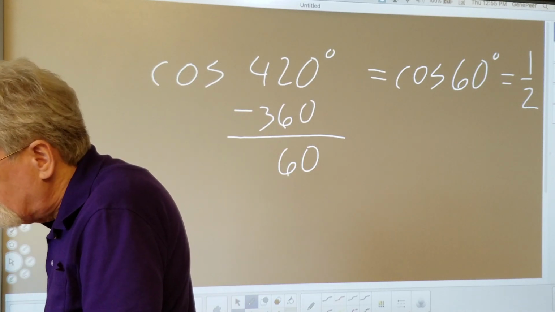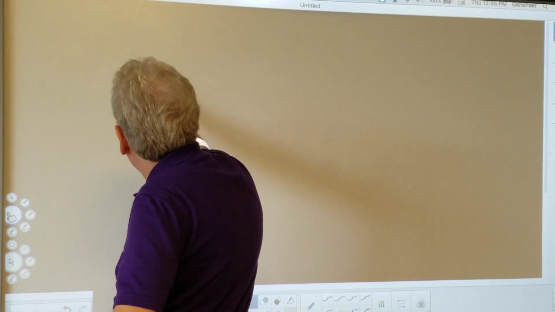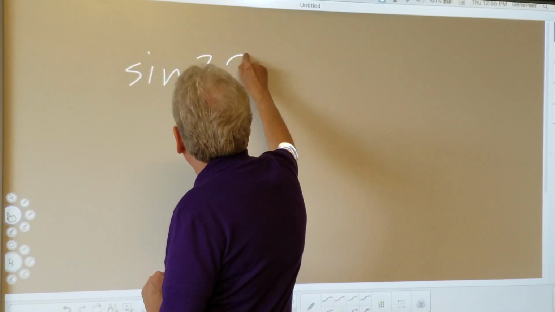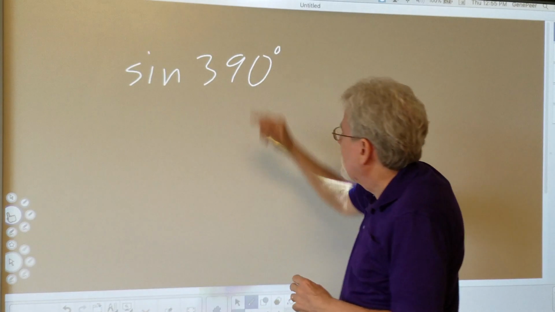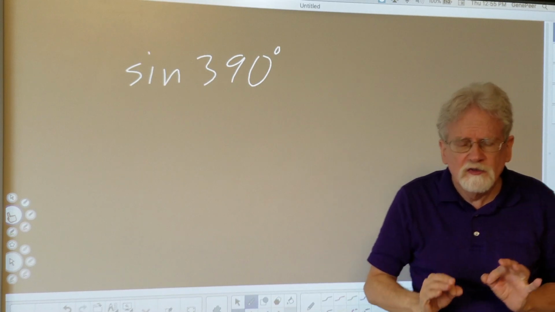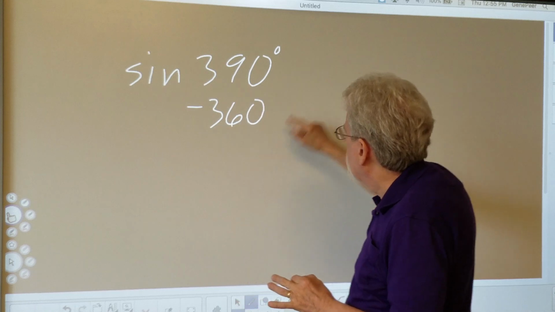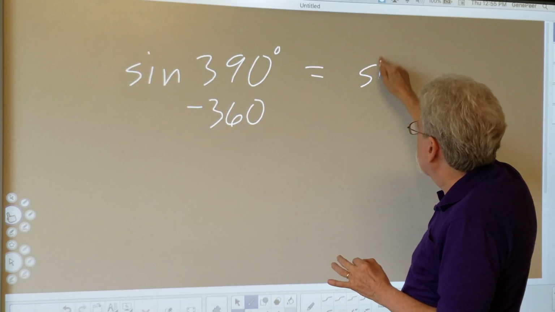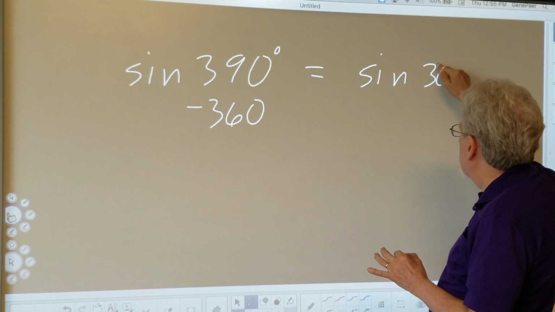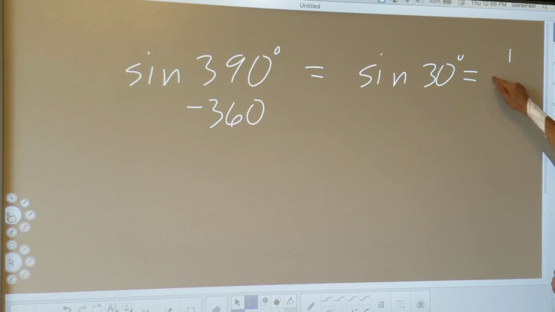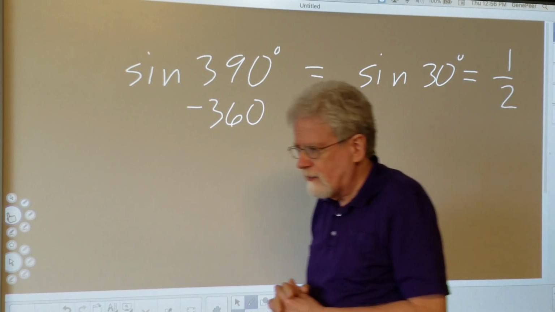Number 14, the sine of 390. Again, you can take out any multiples of 360. So we'll take out 360. This becomes equivalent to the sine of just 30 degrees. The sine of 30 degrees is 1/2. You're done.